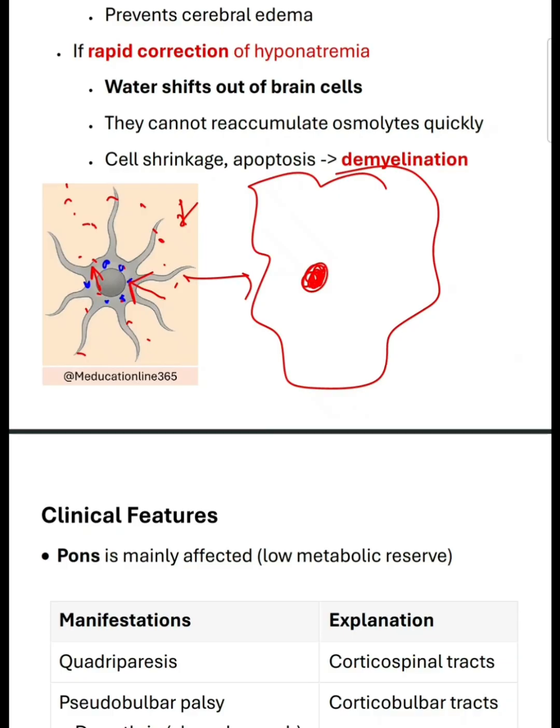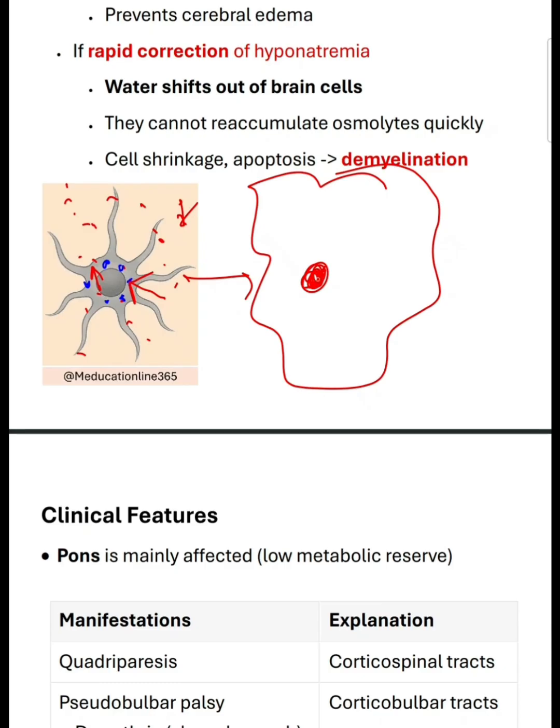Now, imagine in the brain there are many cells, right? If all these cells start swelling, there will be brain edema. The brain volume will enlarge and the brain will herniate, and you don't want that. It could kill.